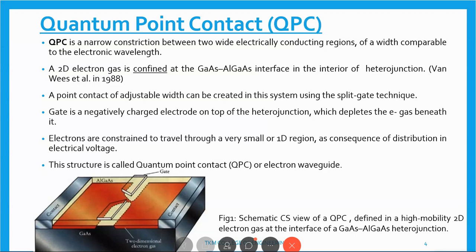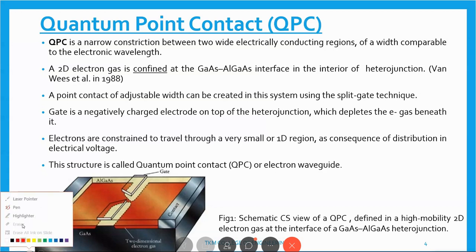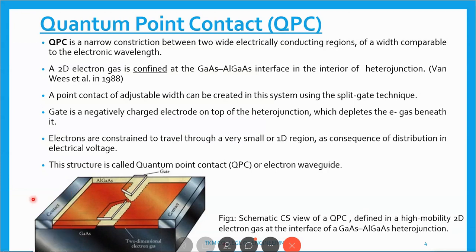These QPCs were first reported by a Dutch team, van Wees et al., and in parallel by another British team, Wharam et al., in 1988. Here you can see the structure of a QPC.